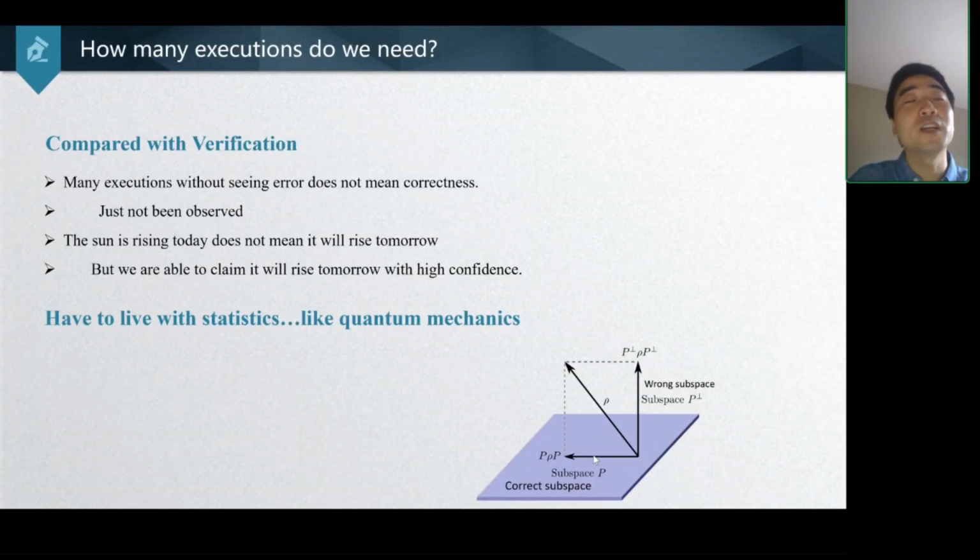Of course, for testing, many executions without seeing errors does not mean correctness. It's just that we did not observe any. Let's say we see the sun rising today, that does not mean that it will rise tomorrow, but we're able to claim it will rise tomorrow with some high confidence, right? So in the sense that we have to deal with quantum program testing, we have to deal with statistics, just like quantum mechanics.